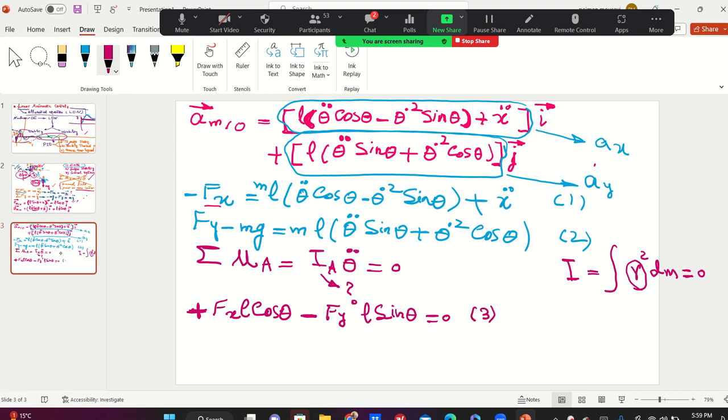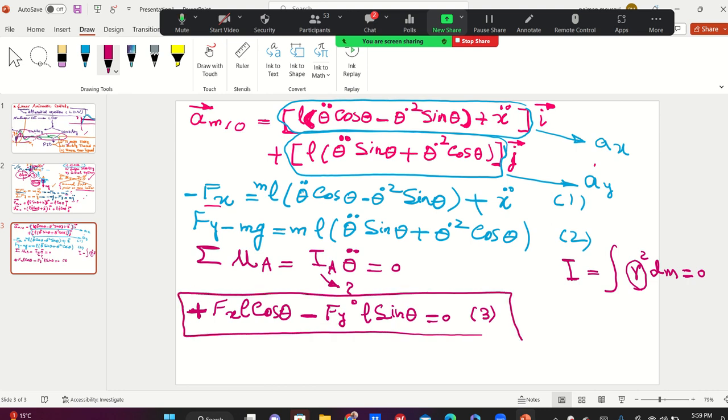Equation number 3. Does everybody understand equation number 3 now, or do you want me to explain one more time? Don't be shy. This is your class. Clear, everybody? Yes?